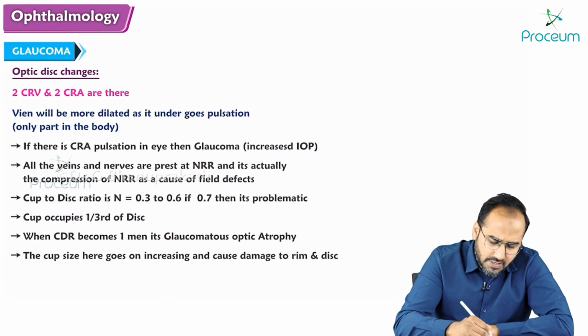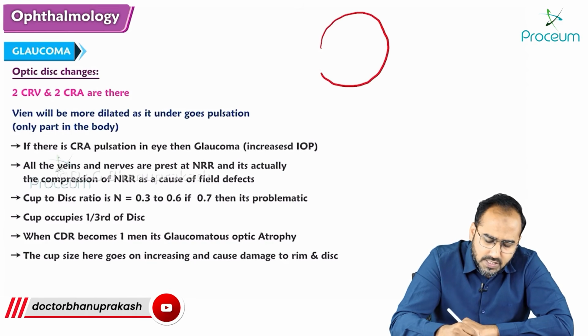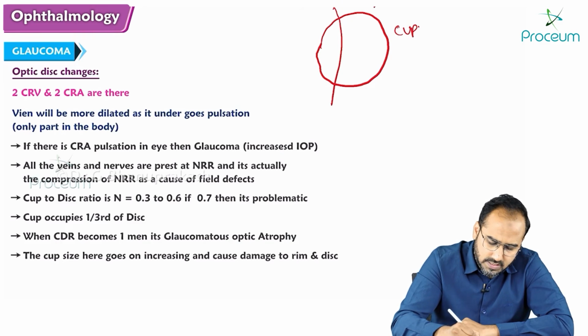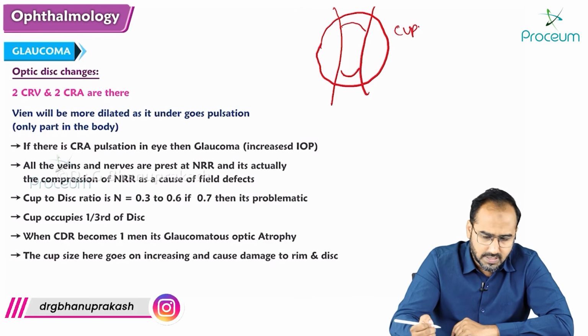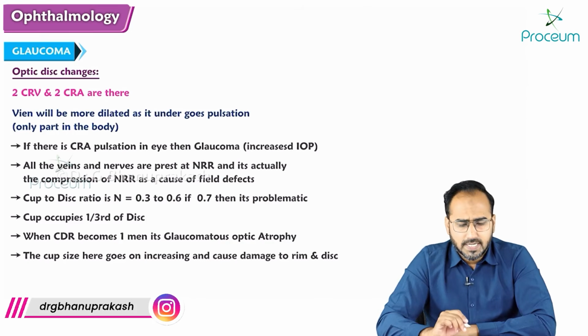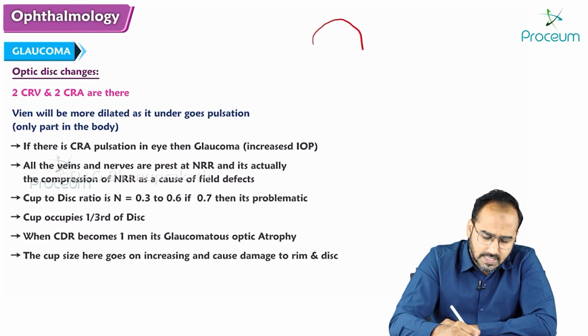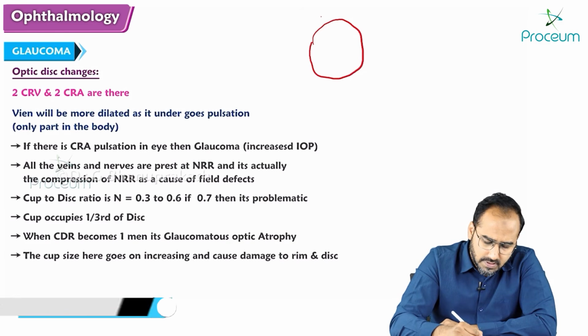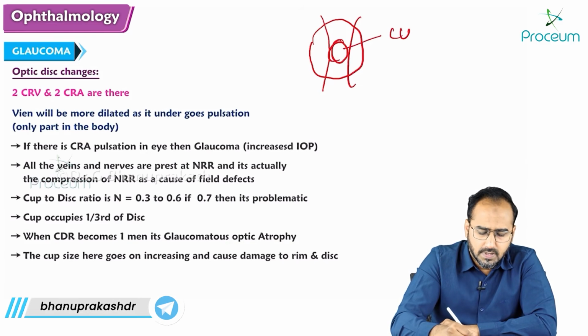Now guys, remember, the cup to disc ratio. First we need to understand what I am talking about. Imagine this is the cup and here is the optic disc, right? This is the neuroretinal rim, NRR, and here is the cup.